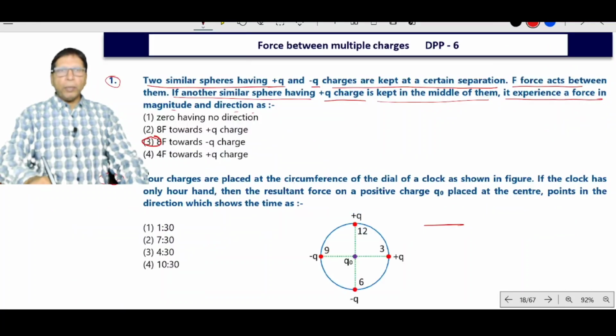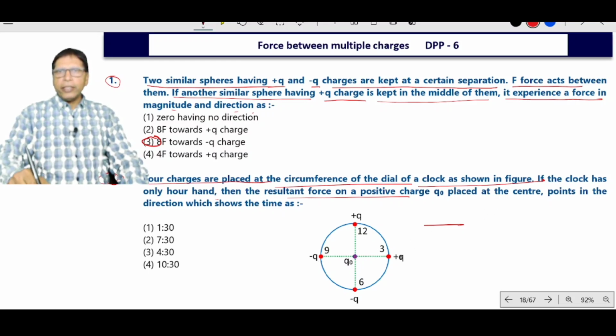Question number 2. Four charges are placed at the circumference of the dial of a clock as shown in the figure. Look at this. Minus q charge at 9, plus q charge at 12, plus q charge at 3, and minus q charge at 6. If the clock has only an hour hand, then we have to calculate the resultant force on a positive q naught charge placed at the center.